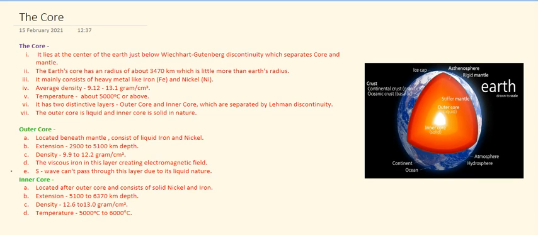Now next one is the inner core. The inner core is located after the outer core and consists of solid nickel and iron. Its extension is about 5100 to 6370 km of depth. The density of this layer varies from 12.6 to 13.0 gram per cubic centimeter. And at last, the temperature of this particular layer is the highest possible temperature found. The temperature is about 5000 to 6000 degrees centigrade, and sometimes it may rise further.